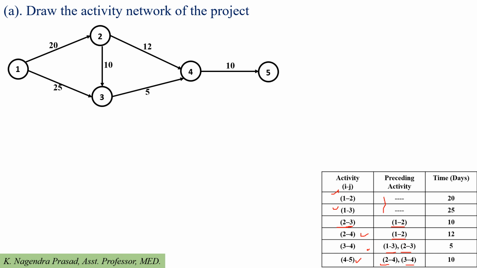Here the time duration for 1 to 2 is 20, and the time duration for 1 to 3 is 25, for 2 to 3 is 10, and next the time duration for 2 to 4 is 12, 3 to 4 is 5, and 4 to 5 is 10. So this is the network diagram of the given project.